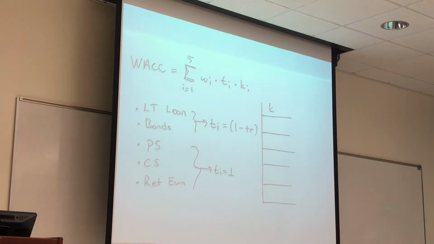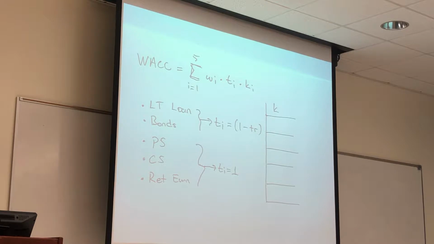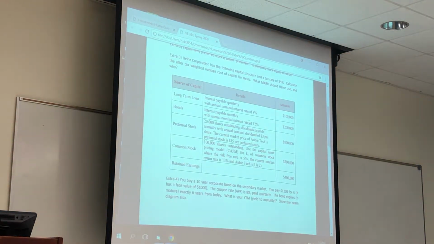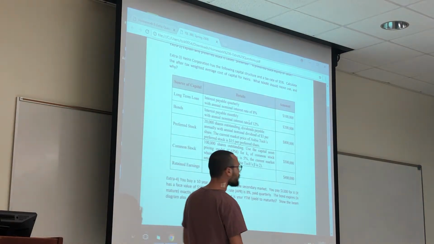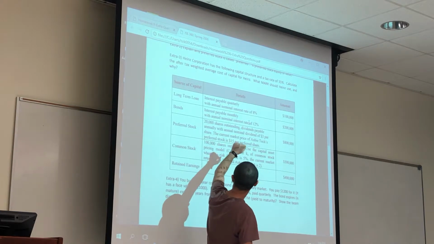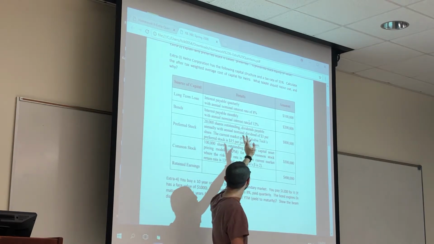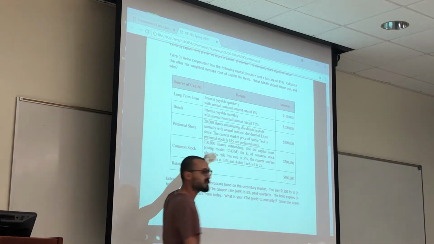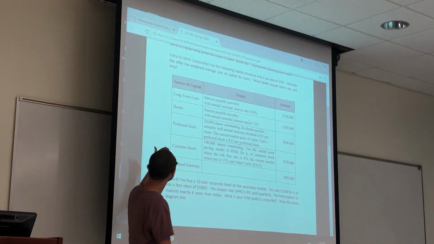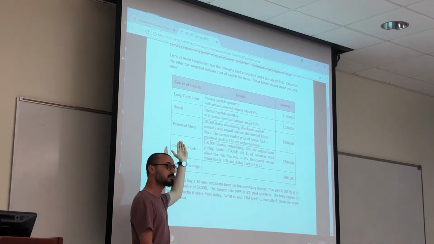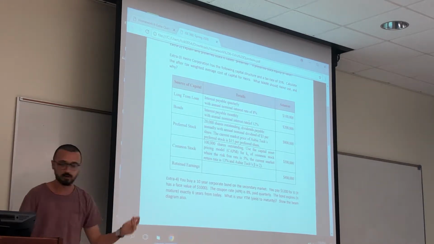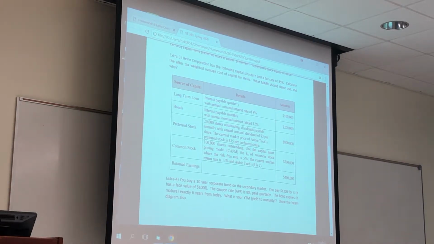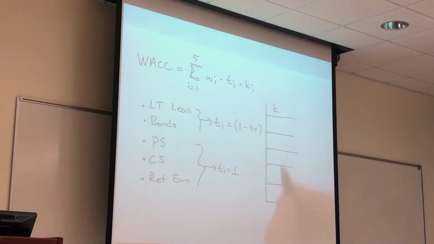K_i for long-term loan and bonds are pretty easy because it's almost always given, if it's not a very hard question. Let's say it's an easy question, like this. So the K_i will be just the nominal interest rate given in this details section. So what is the K_i for bonds? Yes, it's 12%, and for long-term loan, it's 8%.